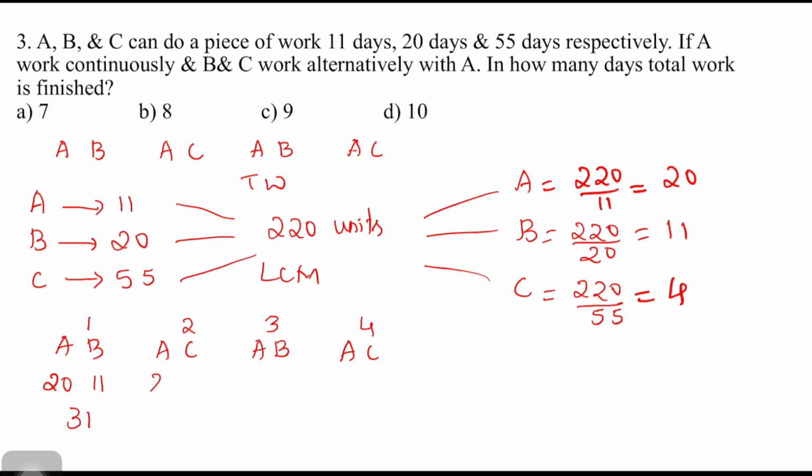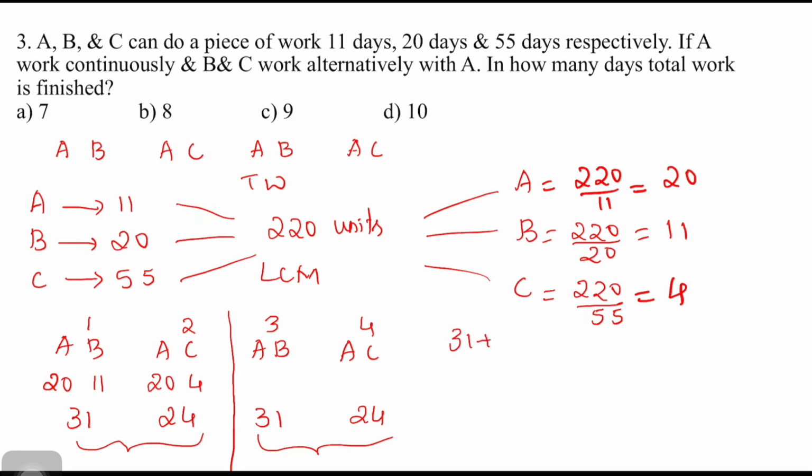Then A will do 20, C will do 4. So together they will do 24. So this goes on repeating, 31, 24, isn't it? In this much time, this is going on repeating. So 31 plus 24 is how much?